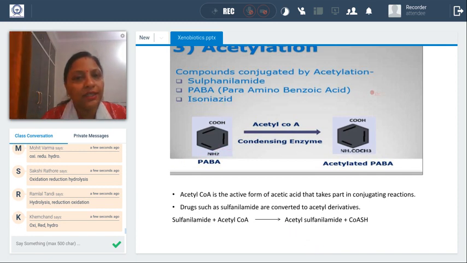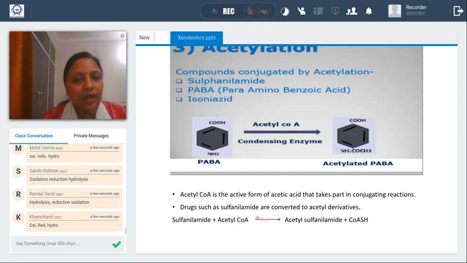Compounds conjugated by acetylation like sulfanilamide, PABA, you all know, para-amino benzoic acid, and isoniazid. In the presence of this enzyme, PABA, para-amino benzoic acid, is converted into acetylated PABA using active acetyl coenzyme A. Acetyl coenzyme A is the active form of acetic acid that takes part in the conjugation reactions.